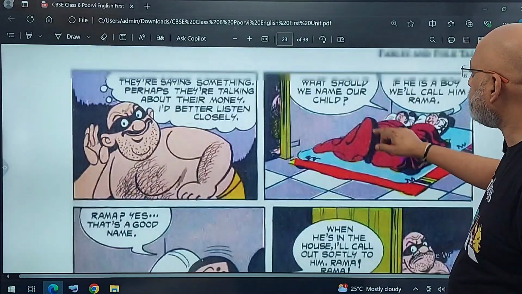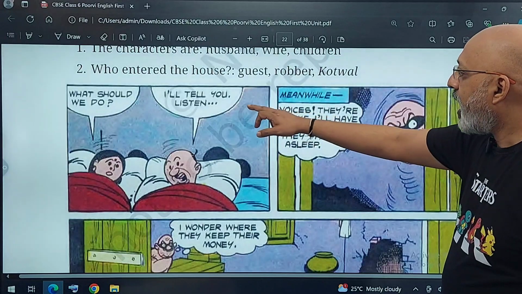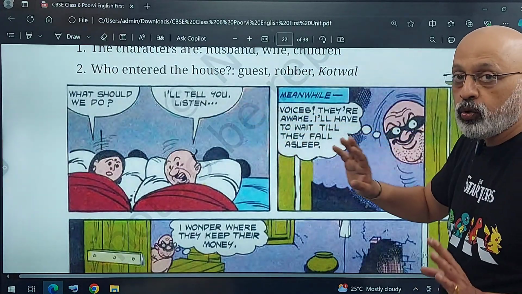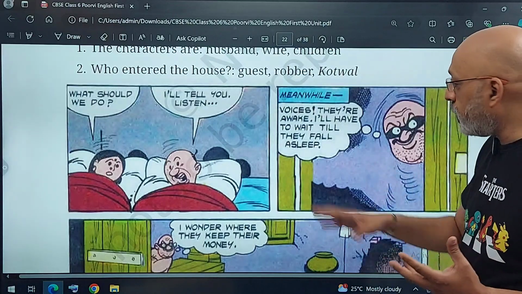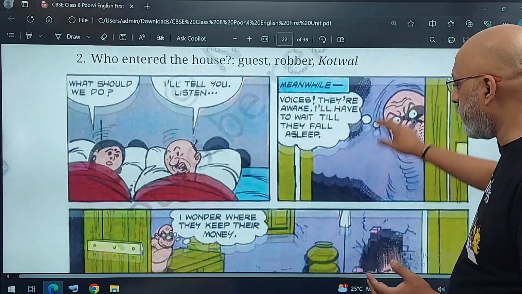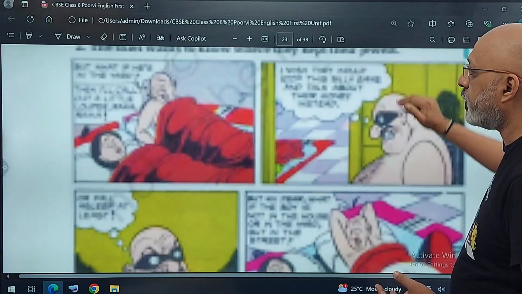So he says, I will tell you. What should we do? I will tell you. He says, I will tell you, but maybe he has told the plan, but we have not been told about it in the illustration specifically. Okay, next one.